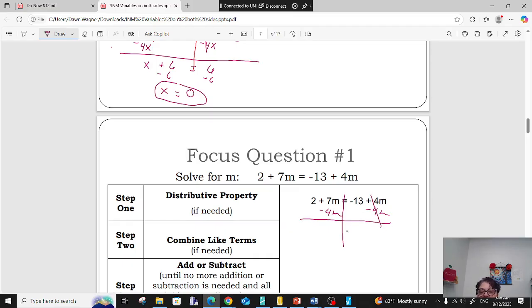This cancels here. I get negative 13. And on this side, I have 2 plus 3m. Did I lose anyone yet?